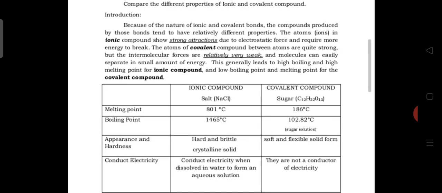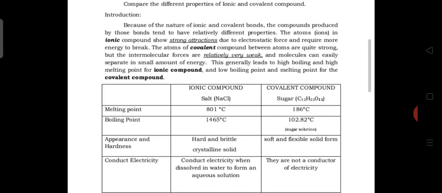So, di hamak na mas mataas yung boiling point para sa ating ionic compound. Okay, ibig sabihin mas matagal sila painitin kumpara dun sa covalent compound. Appearance and hardness. Hard and brittle, crystalline solid yung ating salt or yung ating mga ionic compounds. Well, in sa covalent compounds, they are soft and flexible, solid form.